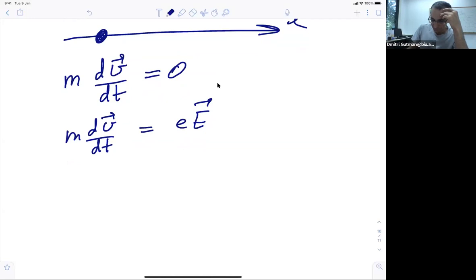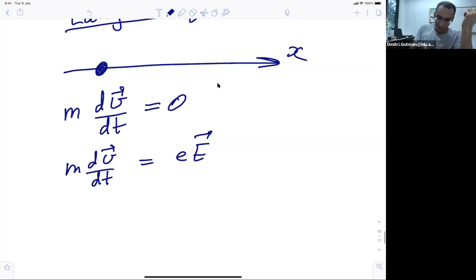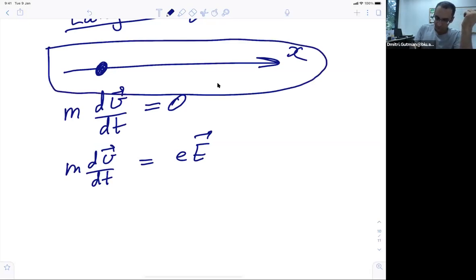And that will be, again, the second law of Newton, and nothing spectacular. But now imagine that you have this molecule, a big molecule, and it's surrounded by a gas. It's surrounded by a gas of light molecules.